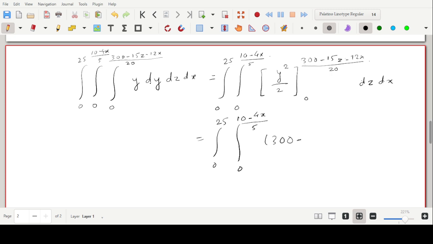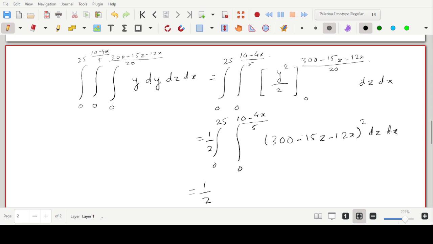300 minus 15z minus 12x, the square. We can take the 2 outside, 1 over 2, dz dx.